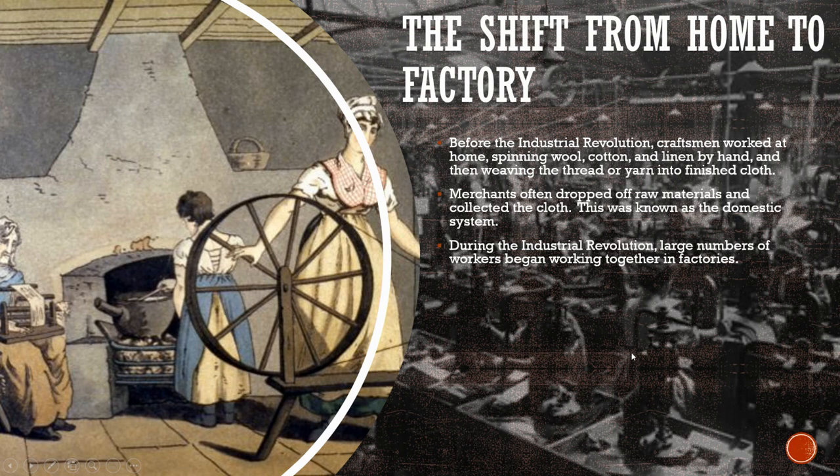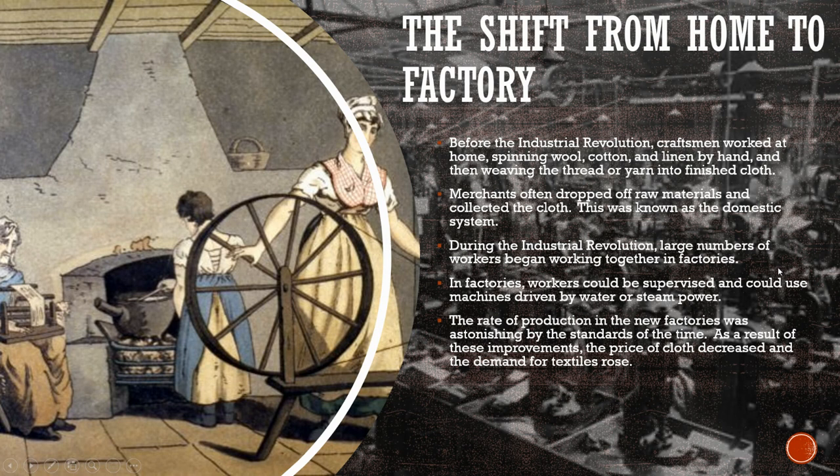So during the Industrial Revolution, large numbers of workers began working together in factories. So in factories, workers could be supervised, and that's a big thing, they could be watched by their bosses, and could use machines driven by water and steam, eventually steam power. So the rate of production in the new factories was astonishing by the standards of the time. So as a result of the improvements, the price of the cloth decreased and the demand for textiles rose. So more people wanted to buy this cheaper cloth because they could afford it, because that's how cheap it became. And the faster, again, you do it, the cheaper it becomes.